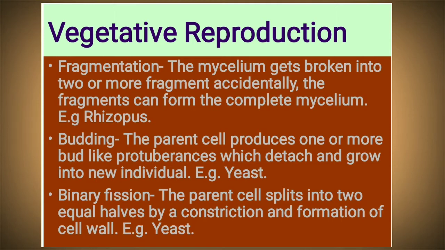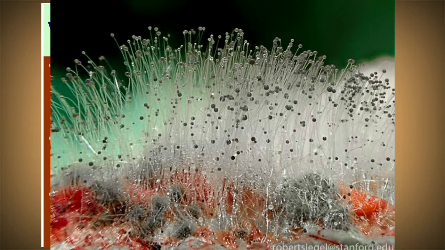Now let's discuss the first type, that is fragmentation. In fragmentation, the mycelium gets broken into two or more fragments accidentally, and the fragments can form the complete mycelium. Example, Rhizopus. Rhizopus is the common bread mold fungus. They are also called molds. And this Rhizopus fungus is mainly found over bread or lemon, etc. Their mycelium is of the filamentous type, generally unbranched filamentous.